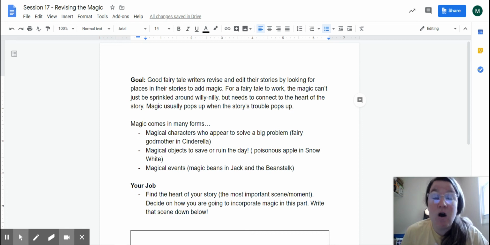You write that scene as best as you can. Really focus on that magic. Make sure it makes sense in your story. That is important. Happy writing!